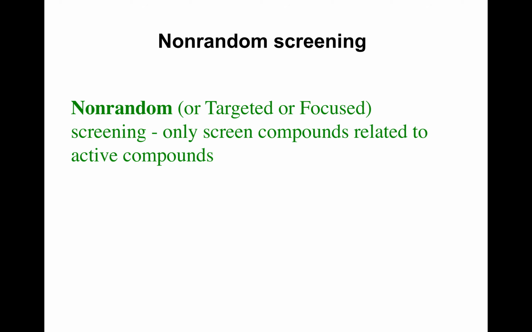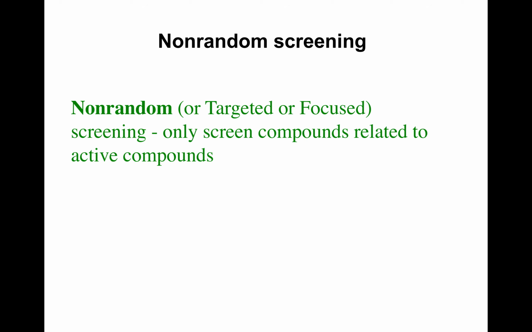Another approach that you can use to identify lead compounds is known as non-random screening, also known as targeted or focused screening. This is where you screen compounds that are only related to the active compounds.